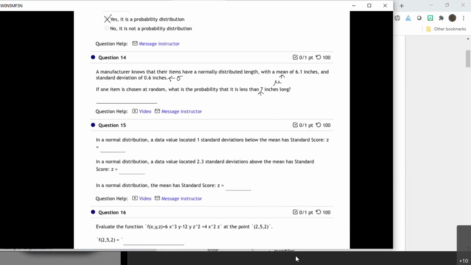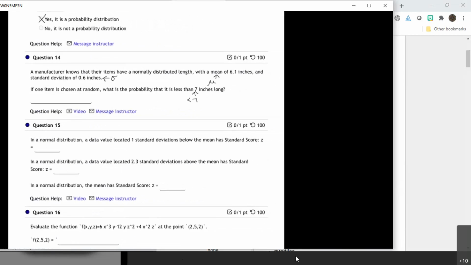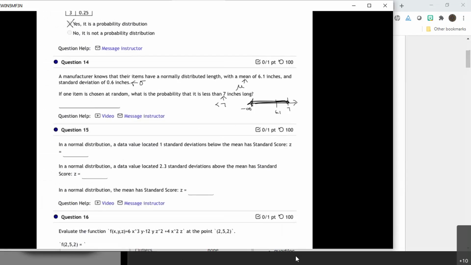Okay, so 7. Yes, on a continuum, right? Basically, here's your mean, 6.1. Here's 7. You want to know the probability of any of this, to the left of 7. So that's all the way to negative infinity. If I use the online calculator, I don't need to worry about faking out a negative infinity, both the TI and the online calculator.